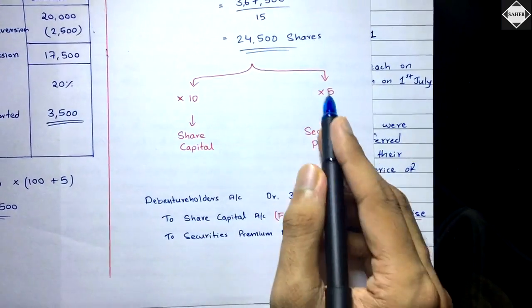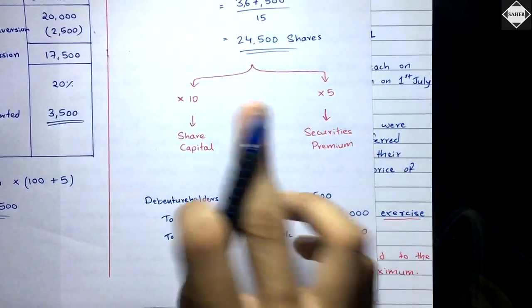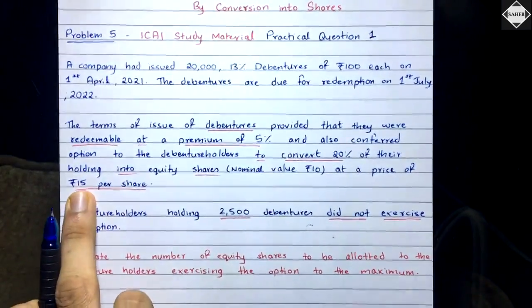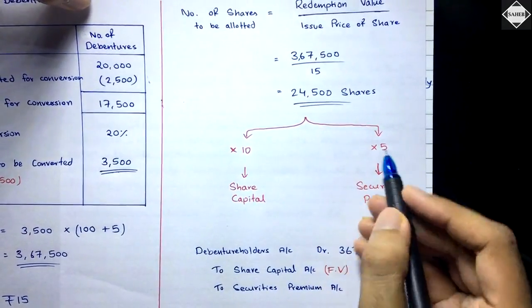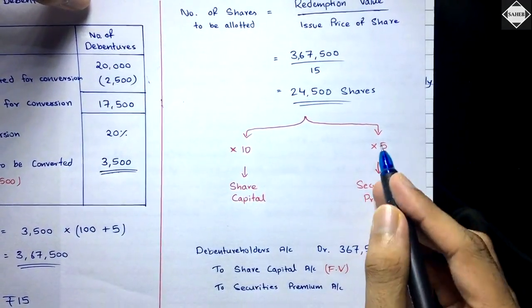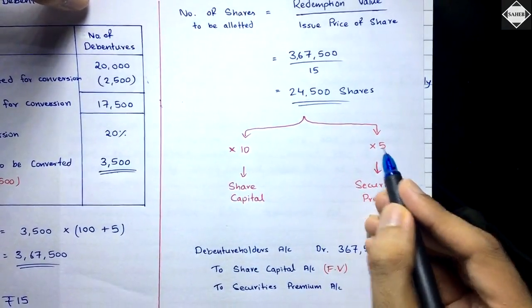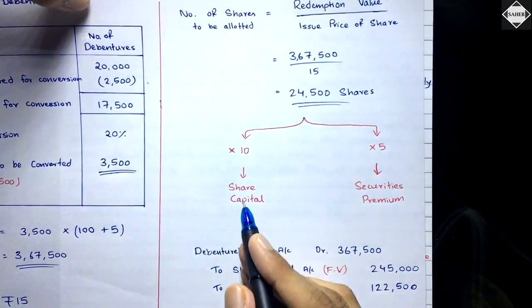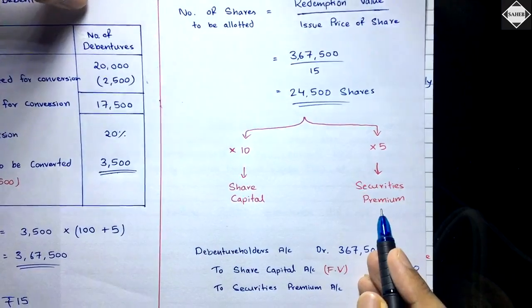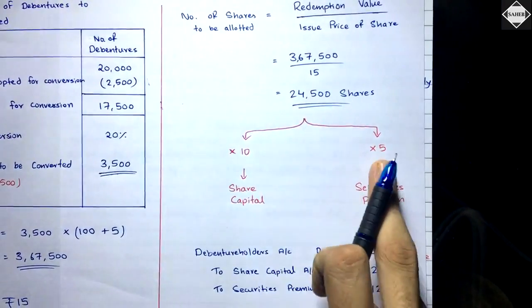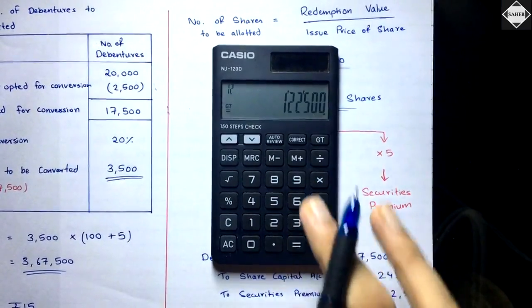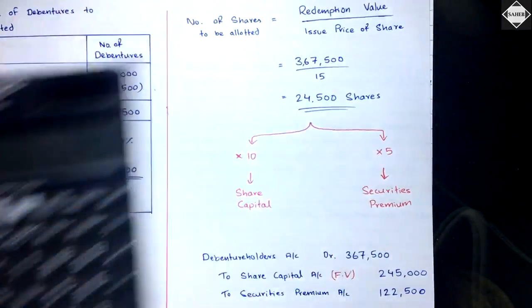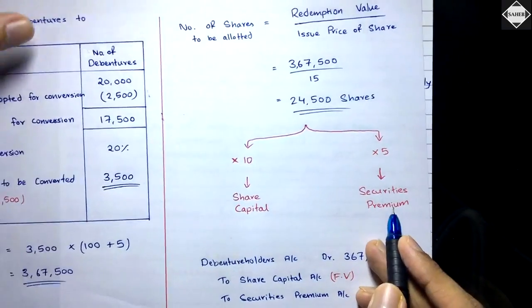And then that extra 5 rupees is there in the issue price. This is the issue price of the share, this rupees 15. I'm breaking that down into the face value and the securities premium, that extra rupees 5, whatever is over the face value. So rupees 10 will go to share capital, rupees 5 will go to securities premium. So 24,500 shares into 5 is equal to 1,22,500. This would go to securities premium.